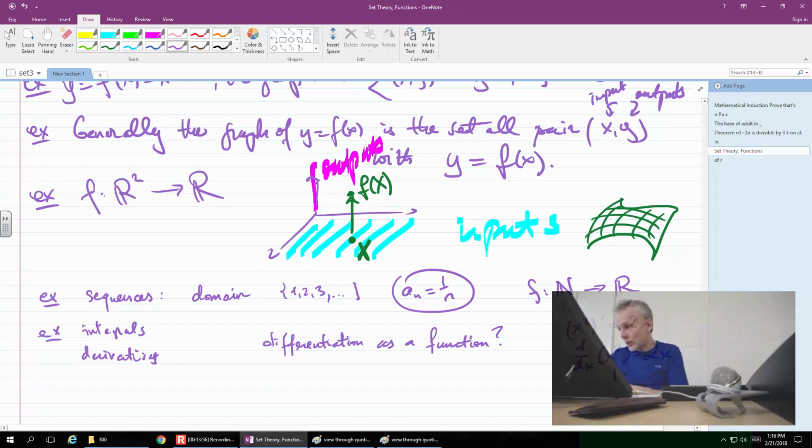So x squared is the input. 2x is the output. Okay, so you see how we can understand differentiation as a function. It processes functions and produces new functions. So the domain is differentiable functions. The codomain is, say, just functions in general. Okay?